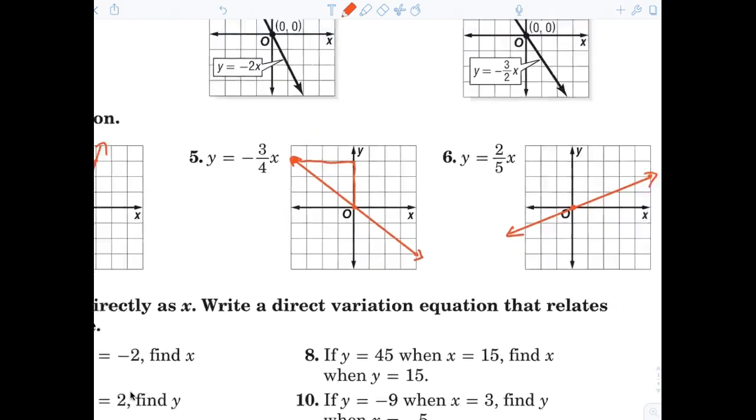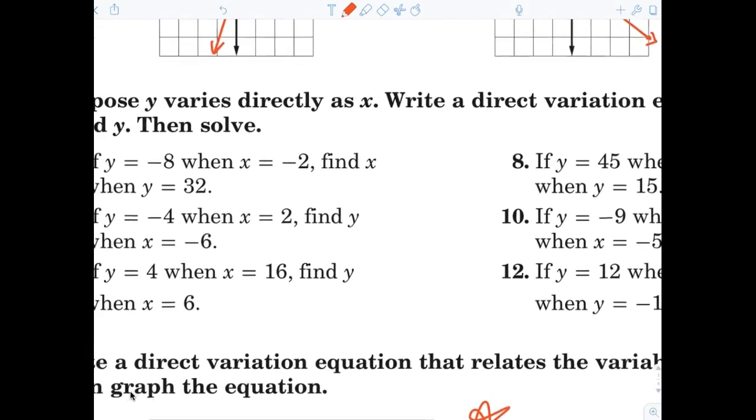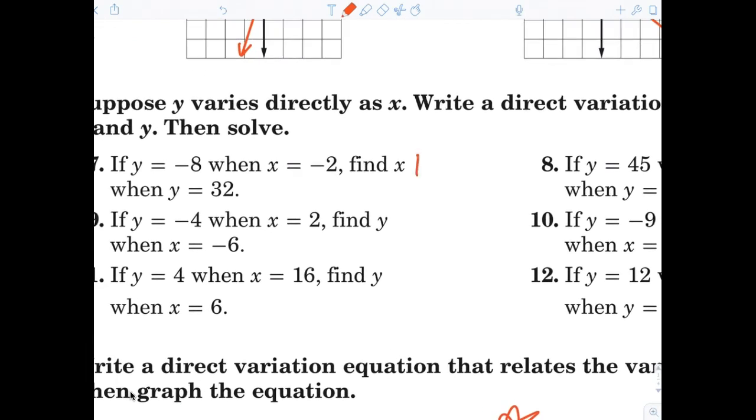Okay. All right. Now, just to review, number 7, k is y over x, so k is 4. Then you write y equals 4x. That's your equation. Then you're plugging in 32 for y. 32 equals 4x, so x is 8.